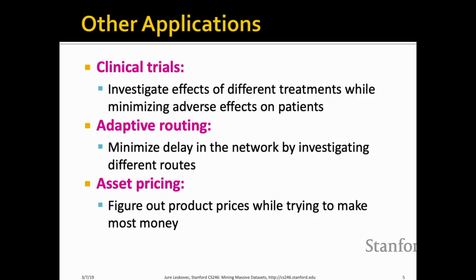Last but not least, you can think about asset pricing, which is usually a very big problem for every startup, every new company appearing on pretty much every different kind of market. So how do you figure out your product price? Once you know how much it costs you to make a certain item in your catalog, how do you price that product in the right way?